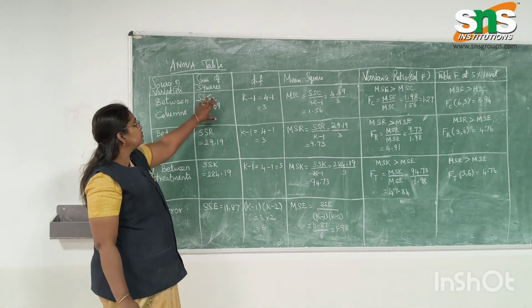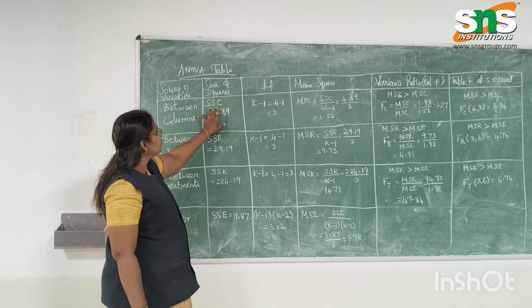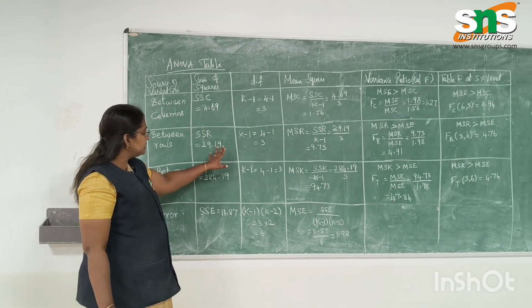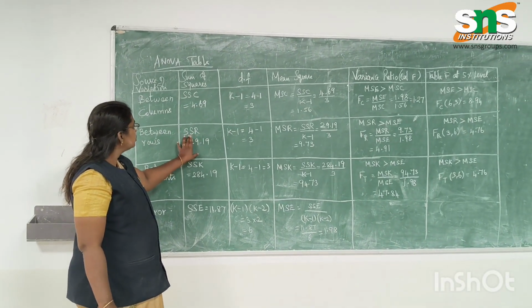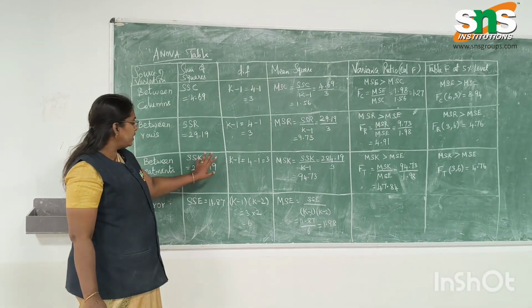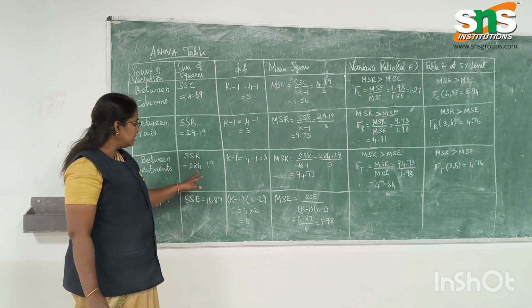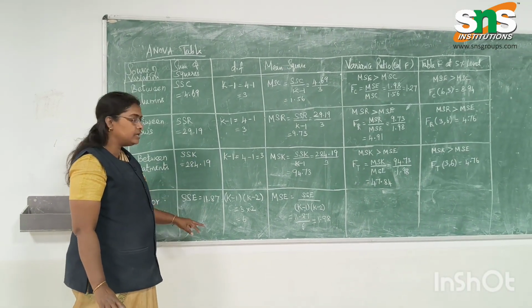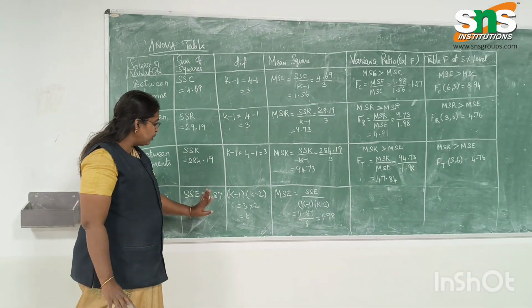So first is sum of squares, we can write it now. SSC value is 4.69, sum of squares of rows is 29.19, between treatments is 284.19, and the error calculation is 11.87.